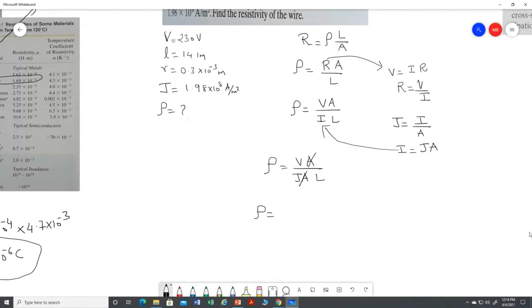Rho is equal to, what is the value of the potential? 230 volt divided by what is your current density? Our current density is 1.98 multiplied by 10 to the power of 8. And what is the length of the wire? 14.1 meter. So could you please tell me the answer? When you substitute the values in your calculator, you will get the final answer.